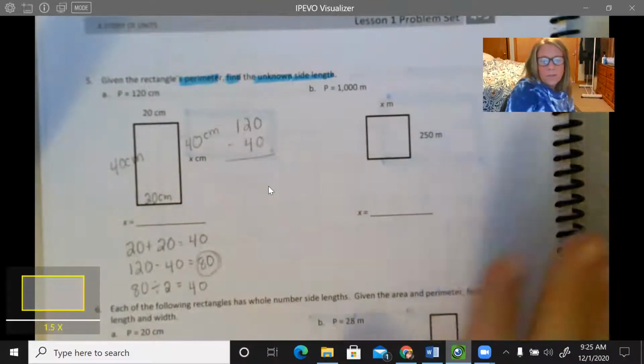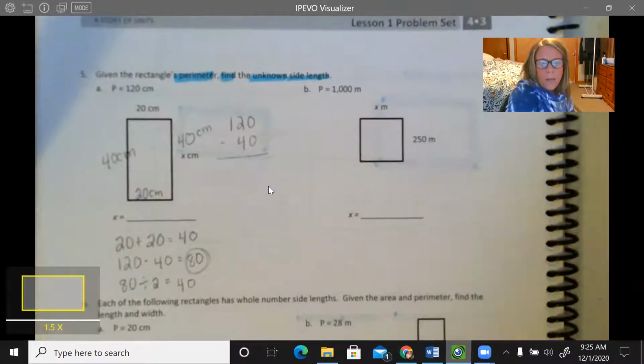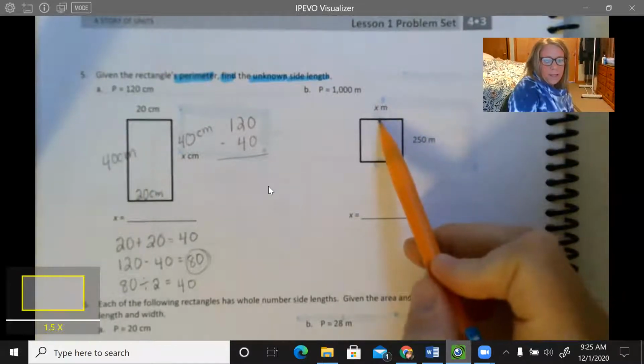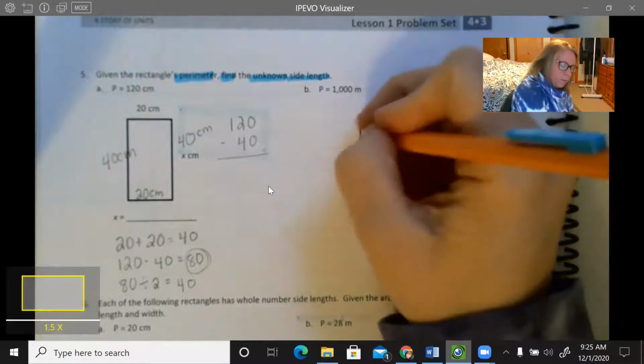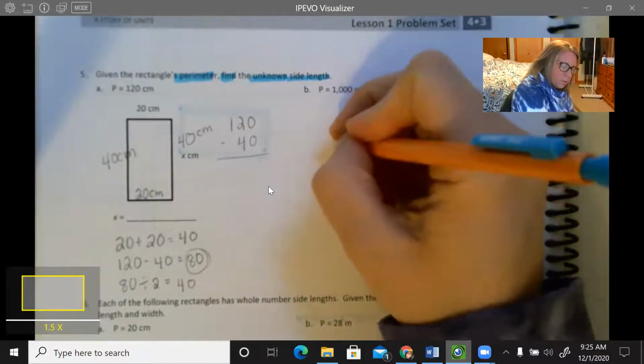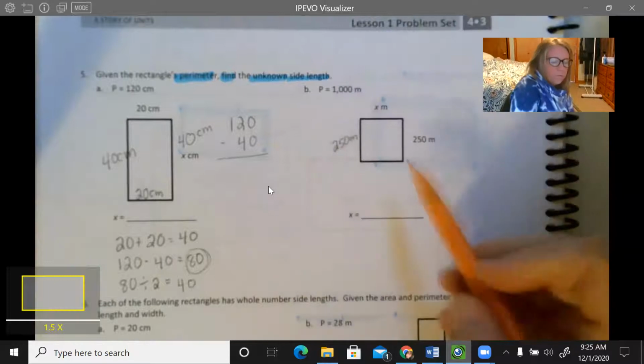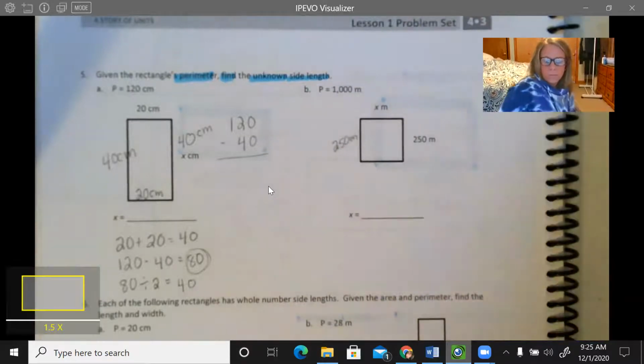Oh boy, left us off with a big one. Now my perimeter is 1,000 meters. My missing length, I know that the one side is 250 meters. So I'm going to label the other 250, and this one's also missing. So what do I do first?